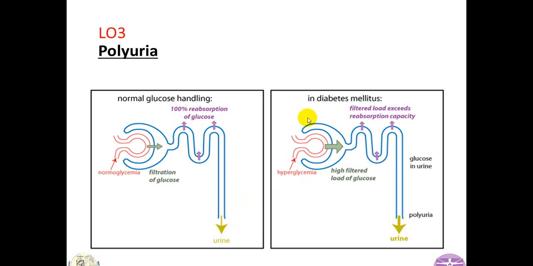But in a patient with diabetes mellitus, there is high blood sugar, hyperglycemia, and a large quantity of glucose is filtered in the kidney, which is above the ability of the kidney to reabsorb. It is above the reabsorption capacity of the kidneys, so there will be leaking of glucose in the urine. With each molecule of glucose, there is a molecule of water, and as a result of that, there will be polyuria.